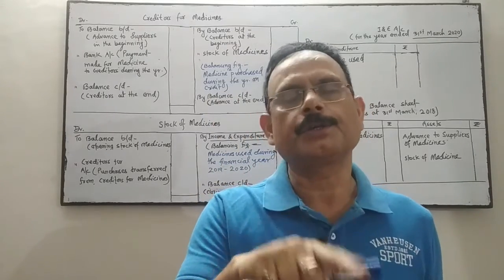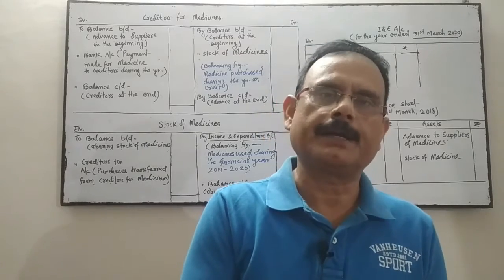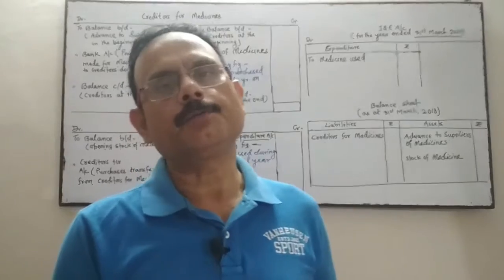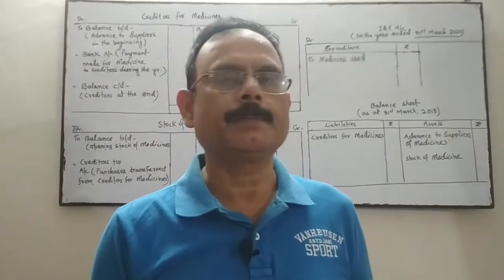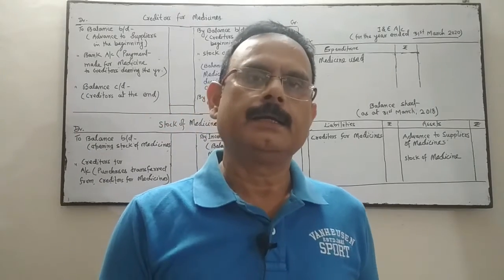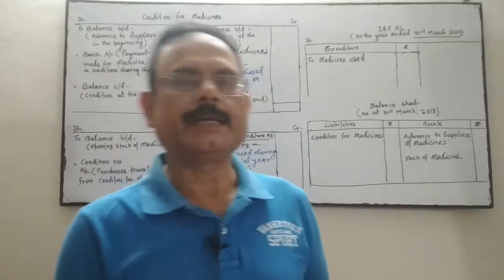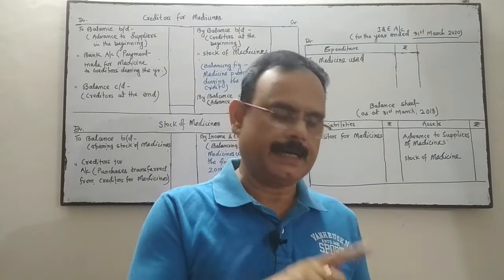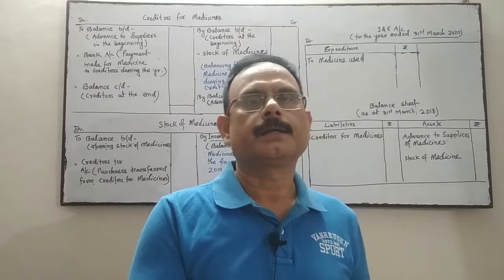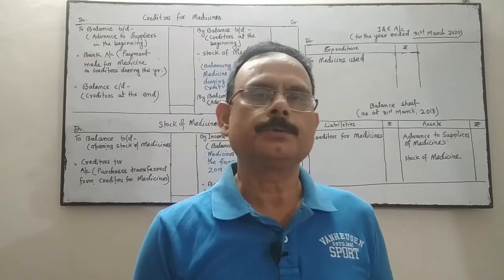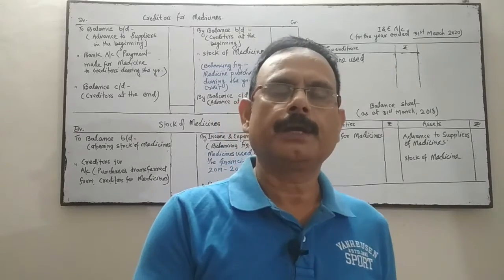From this information you have to find out how much medicine is consumed during the year, so that that amount will be reflected in the debit side of the income and expenditure account as a revenue expenditure. The creditors for medicine will be reflected in the balance sheet liability side, and advance to supplier of medicine will be reflected in the asset side. Now let us see how we solve this problem.